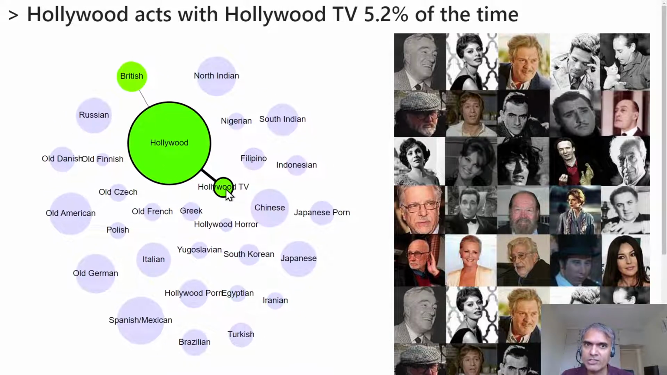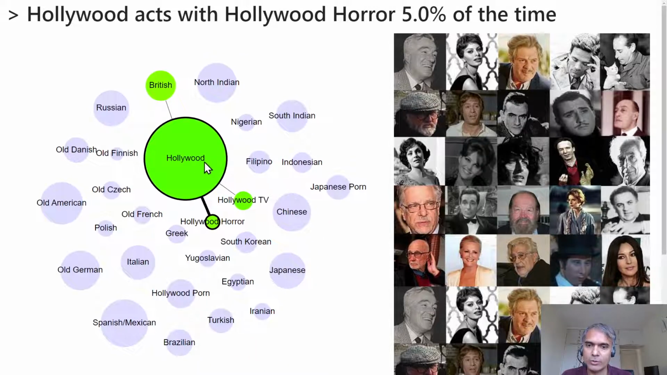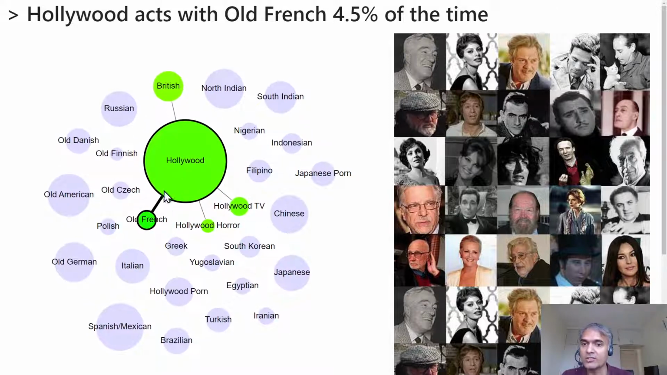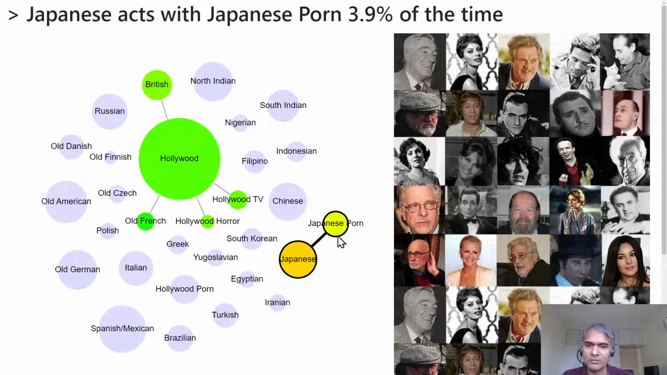Hollywood television is not too far away. Hollywood horror films are fairly close to mainstream Hollywood as well. These actors tend to act with each other fairly commonly. Old French actors are well connected with Hollywood. The first non-Hollywood cluster comes with the Japanese and the Japanese porn clusters coming together.